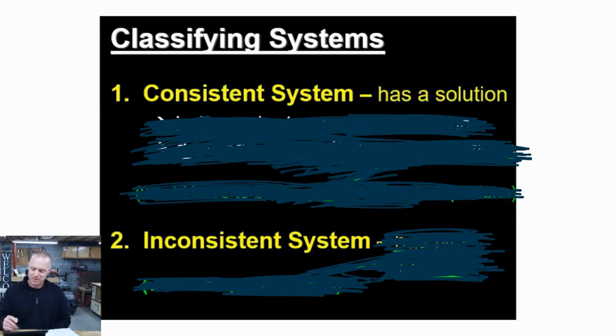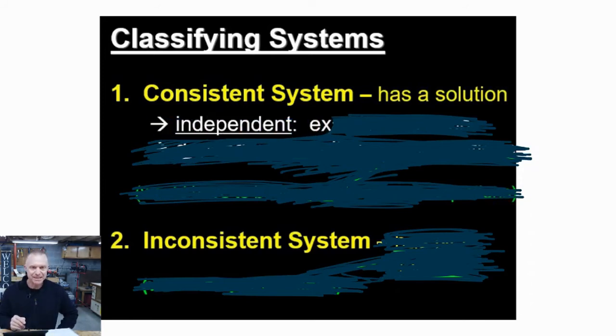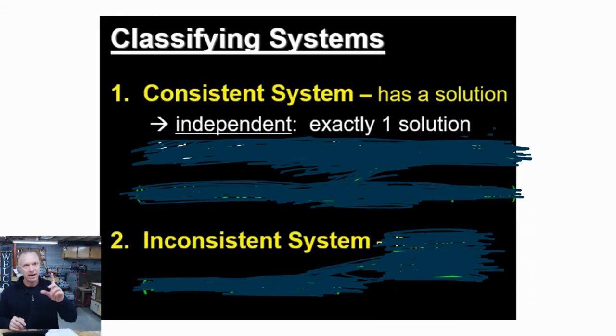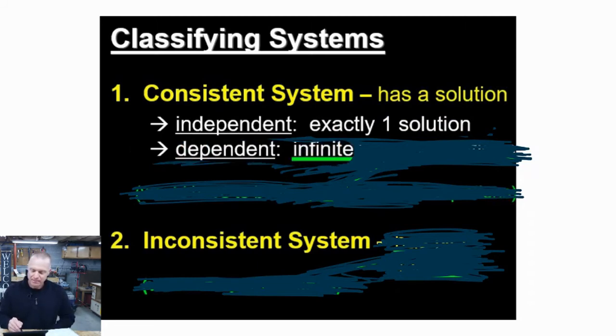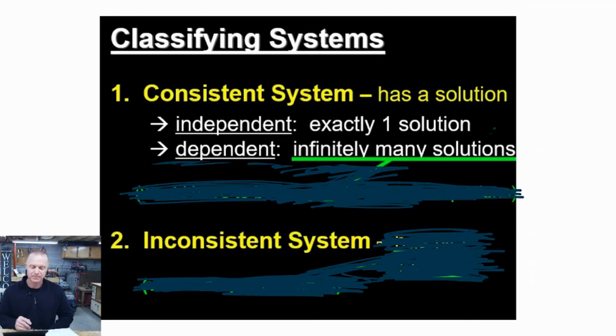A consistent system is one that has a solution. Now the first couple problems that we did had solutions. Remember, they were just a nice little intersection point. But the last problem that we did had an infinite amount of solutions. So we have two subcategories. The first subcategory is the idea of being independent. Independent means you have exactly one solution. That would be like the first problems that we did. Dependent means that you have an infinite amount of solutions. Like the last problem that we did.